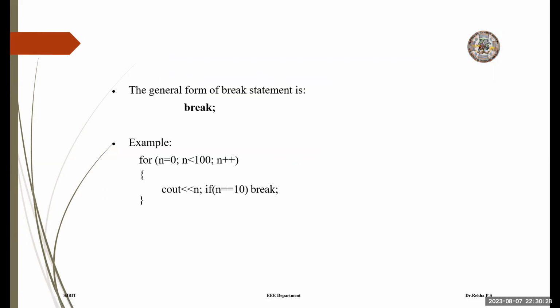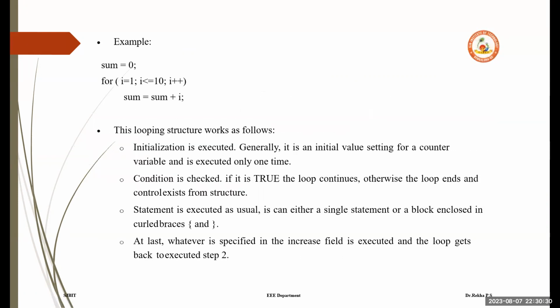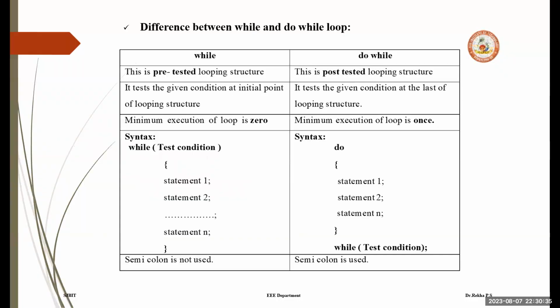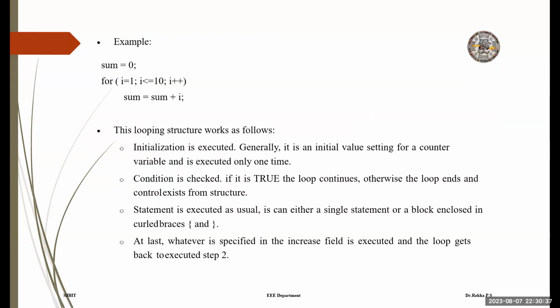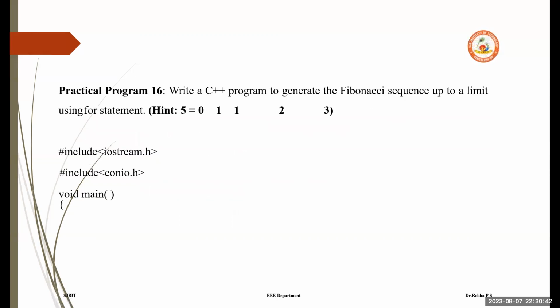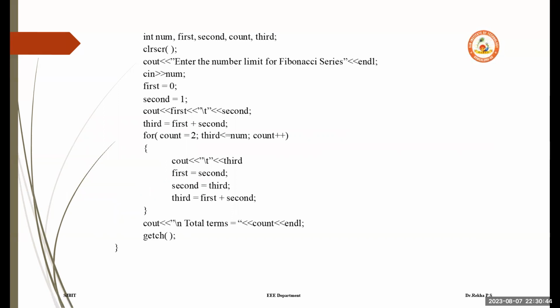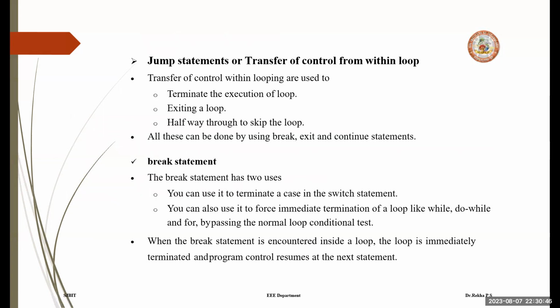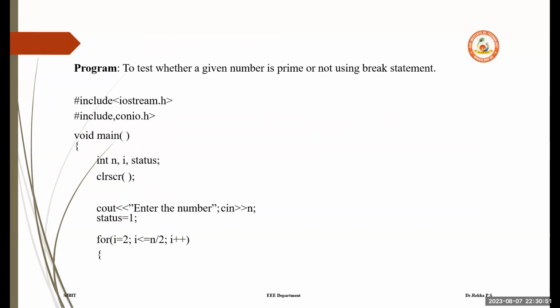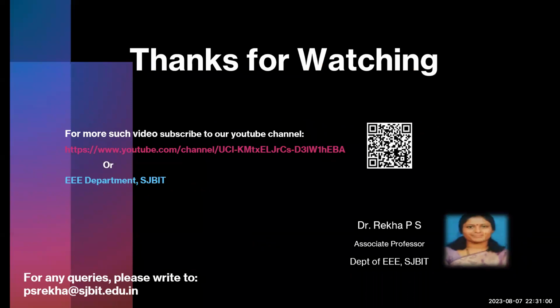So we have discussed a few programs on looping. First, we started with while loop, do while loop, for statement, for loop, and then programs on jump, break. Just using the break statement, how do you find whether the given number is prime or not, like that we discussed. So thanks for watching.